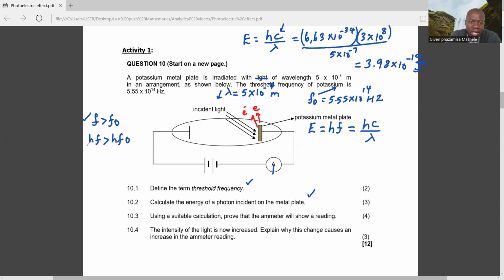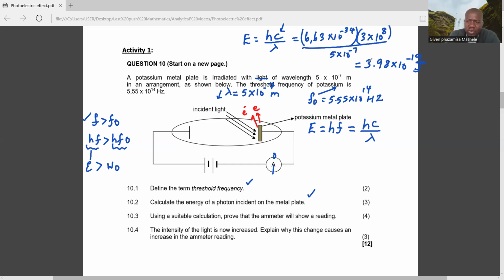And we know hf alone is the energy of the photon. If the energy of the photon is above the work function, that is another way to indicate that electrons are ejected. And if electrons are ejected, the ammeter will start reading. It will move from 0 and increase in terms of the current. It will show that there is a flow of electrons in the connection.